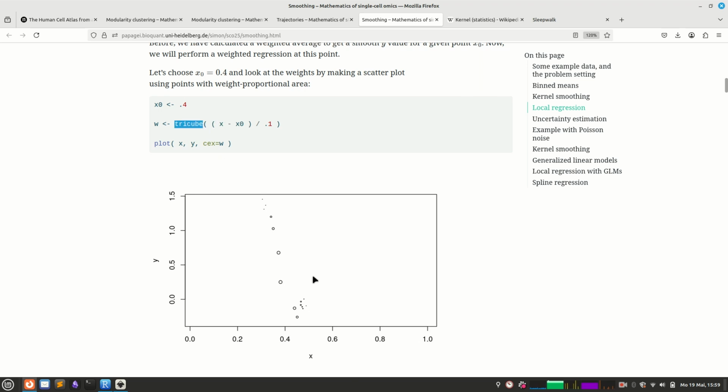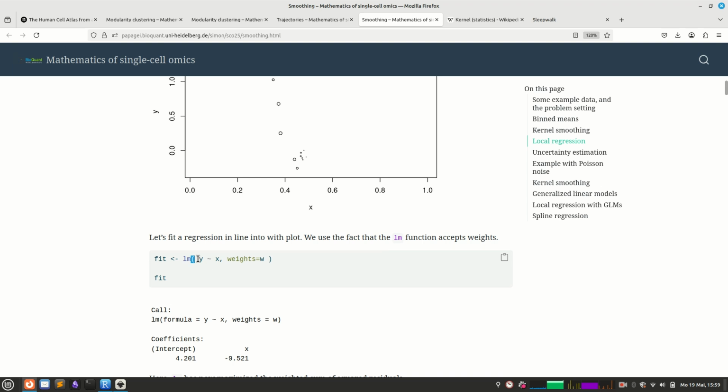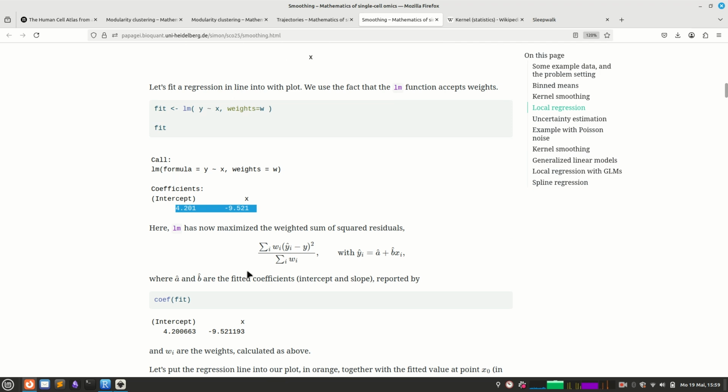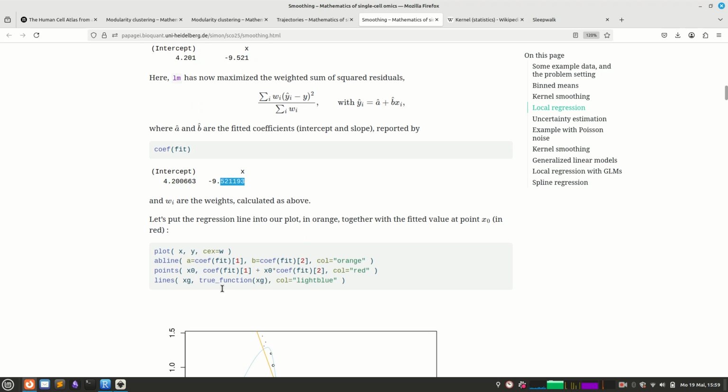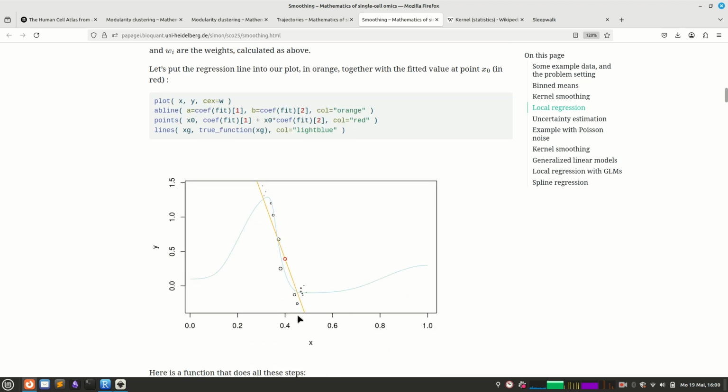kernel and plot this. And now I make my linear regression by simply saying, make a linear regression of the y coordinates of the data points onto the x coordinates, weighting each data point by w. And then we get this result here, which is the result which minimizes this modified least square criterion with this intercept and this slope. And if I put this in, this is the orange line, and at the position x 0.4, we go through this red circle here, which is the point on the orange line where it goes through our query x value 0.4, which we called x naught.